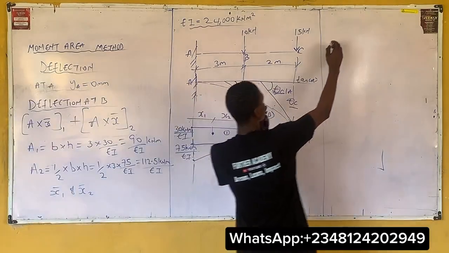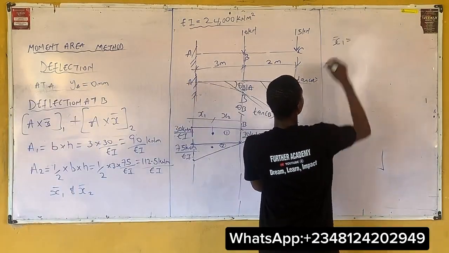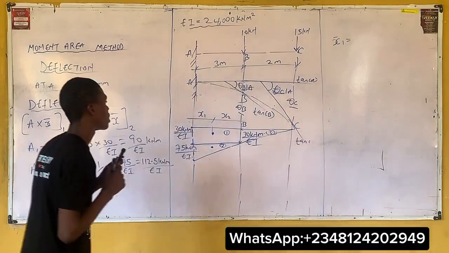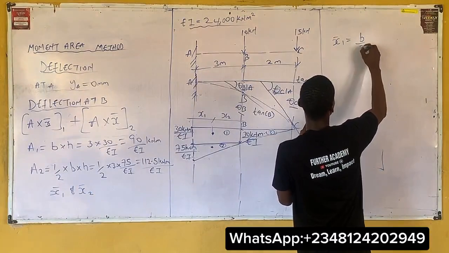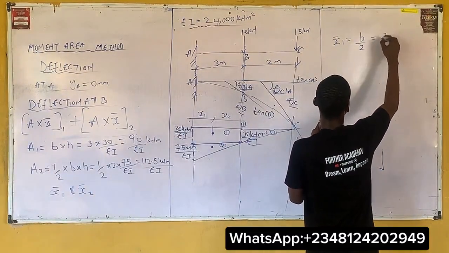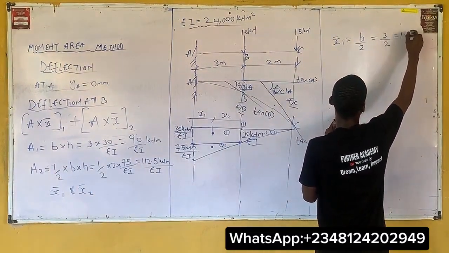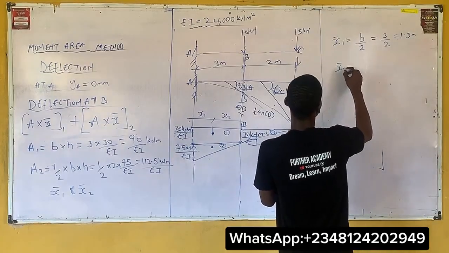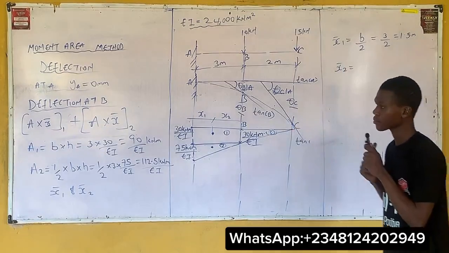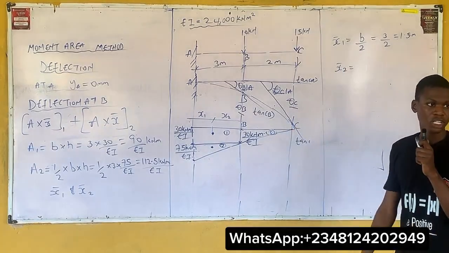Now let's solve for the centroid of figure 1. What will be the formula? That's B over 2. Right? B over 2, and this should be what? 3 all divided by 2, which is equal to 1.5 meter. Let's get the centroid of figure 2. What do we have? What's your centroid?